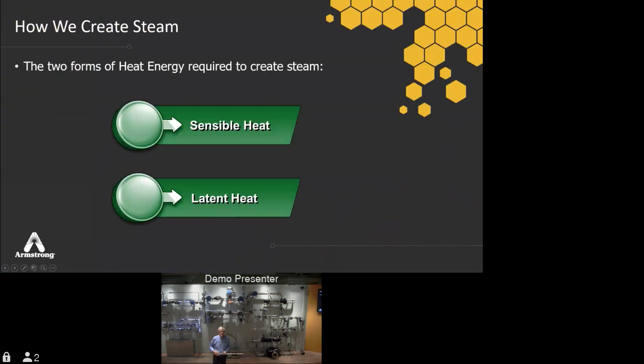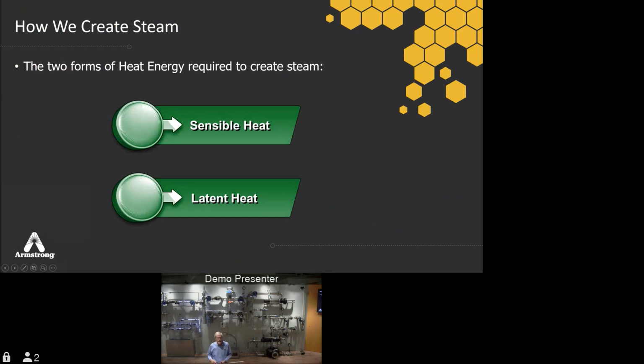So we know as we talk about steam, we'll be talking about British thermal units, BTUs. The amount of heat necessary to raise 1 pound of water through 1 degree Fahrenheit. That's a BTU. We'll be referring to 2 different forms of heat that comprise the total heat of steam, both sensible heat and latent heat.